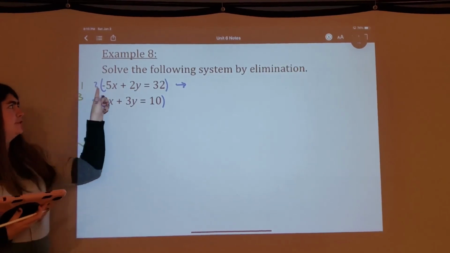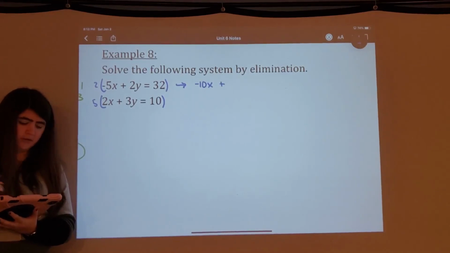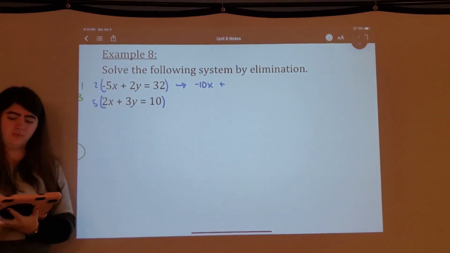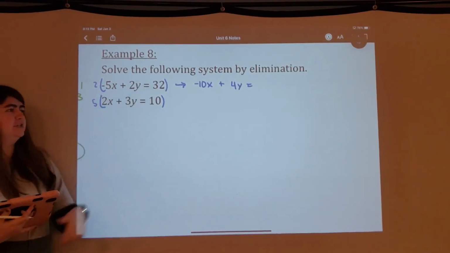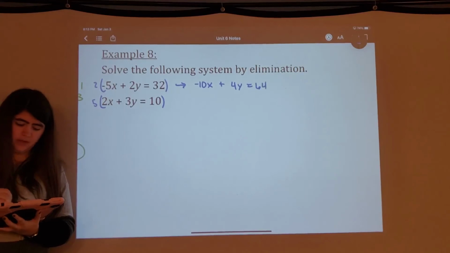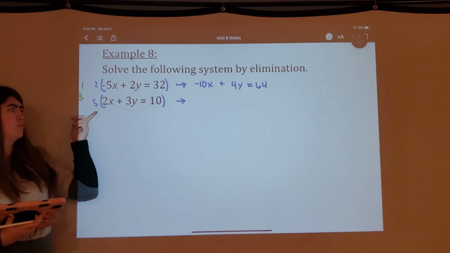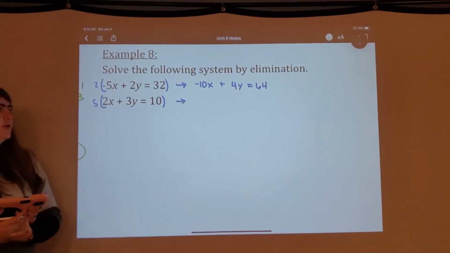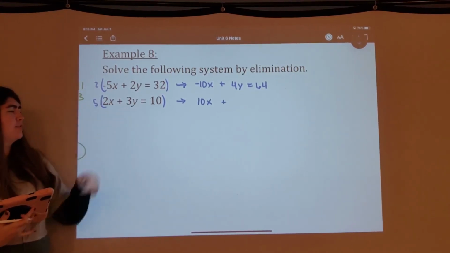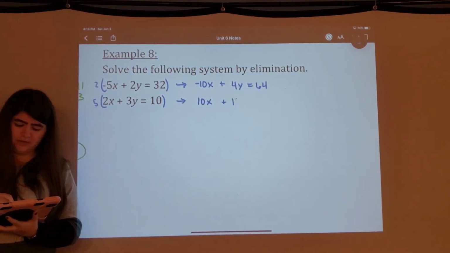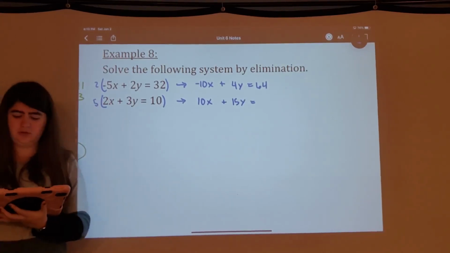So I have 2 times negative 5, which is negative 10x, plus 2 times 2y is 4y, is equal to 2 times 32, which is 64. Now we're going to complete our multiplication of our second equation, which we're multiplying by 5. 5 times 2x is positive 10x, plus 5 times 3y is equal to 15y, is equal to 5 times 10, which is equal to 50.